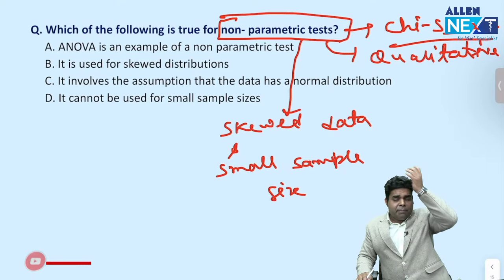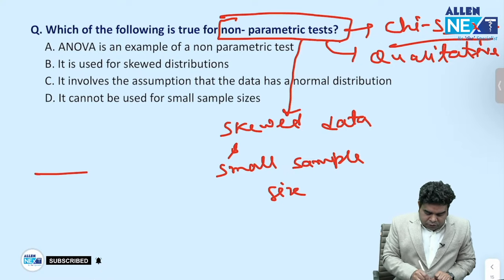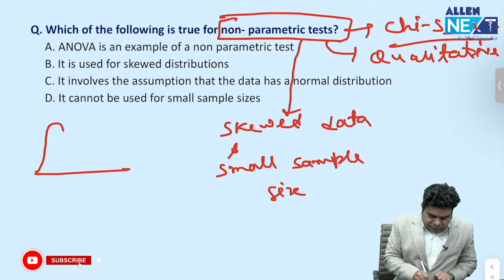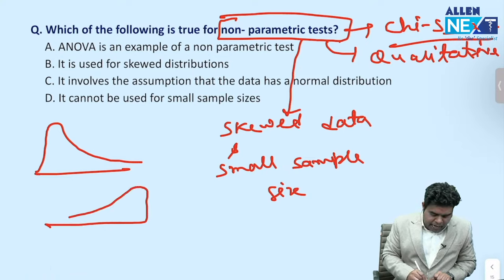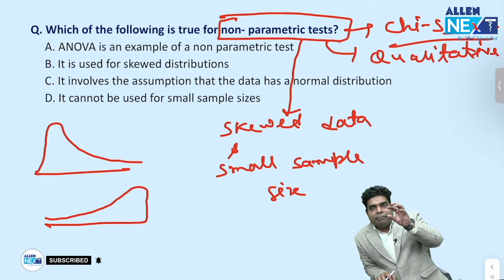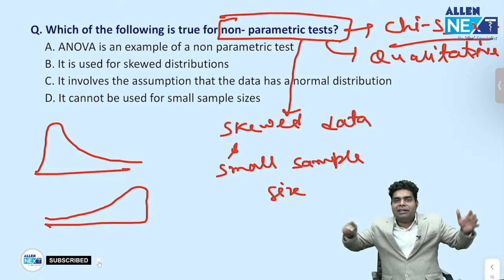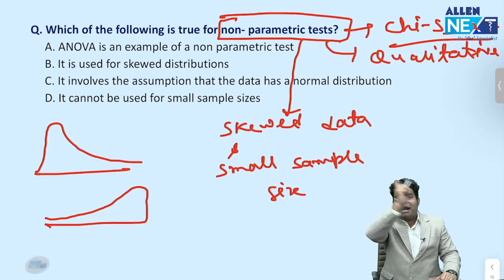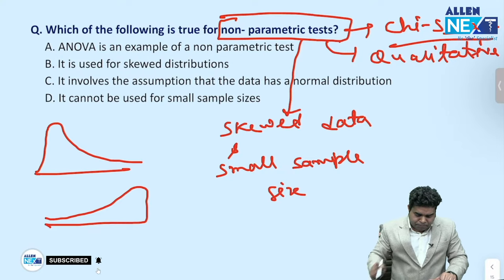Suppose I am testing marks of only 5 students. It can be possible that all 5 get very good marks, or all 5 get very bad marks. So if I am taking a small sample size, that can be skewed. If I am taking a large sample size like 20,000, that will be normal, and we will apply parametric. So non-parametric is for skewed data, small sample size.